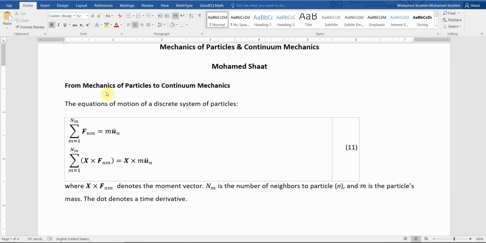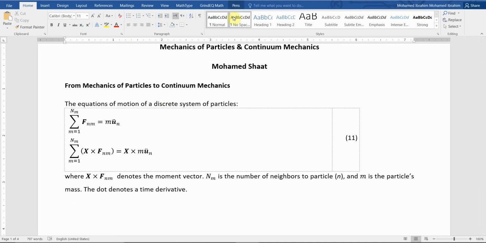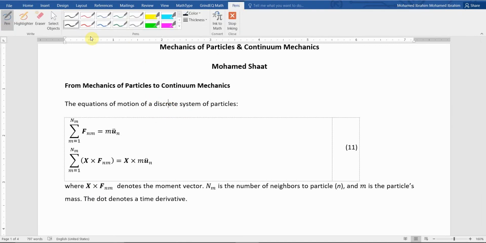First, I'm going to show you how we can smoothly move from the mechanics of particles to continuum mechanics, and how we can derive the equilibrium equations that we're going to use in continuum mechanics. We start from the equation of motion that we got, which is equation 11 from the previous meeting for the mechanics of particles. I'm going to go over this equation one more time to reset some points here.